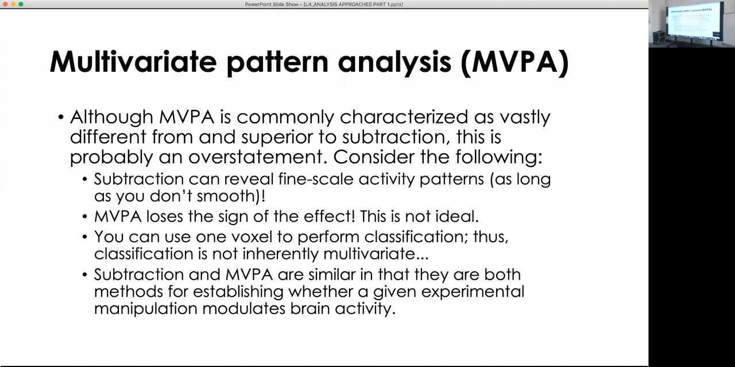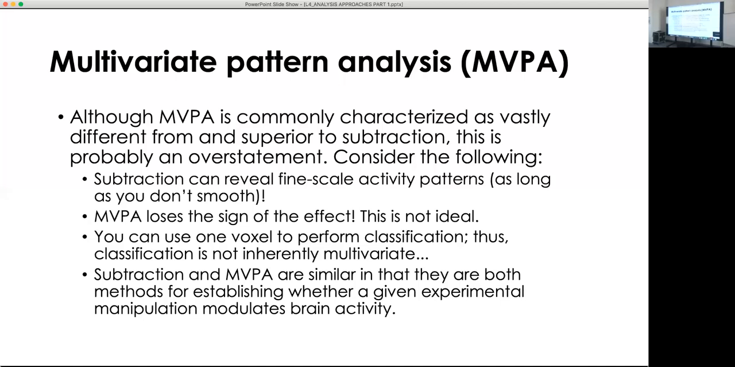But for subtraction, people usually use it in the univariate approach, because they take the responses of the whole FFA. That's one of the main activations in the FFA, for faces compared to houses, for example. And I can do classification.